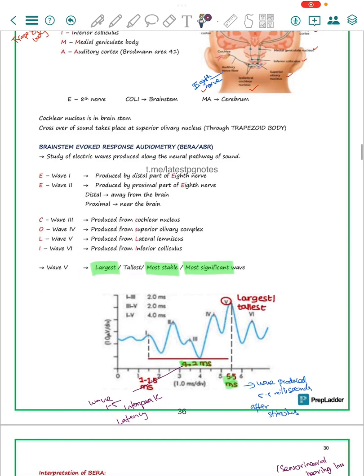Then wave 5 is the largest or tallest or most significant wave. So you can see it is wave 5. It is a very important wave. It can tell whether the problem is due to a cochlear or retrocochlear cause.